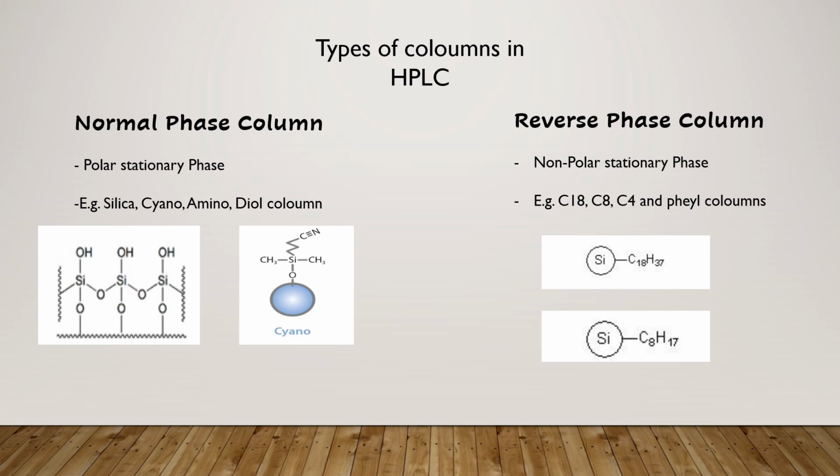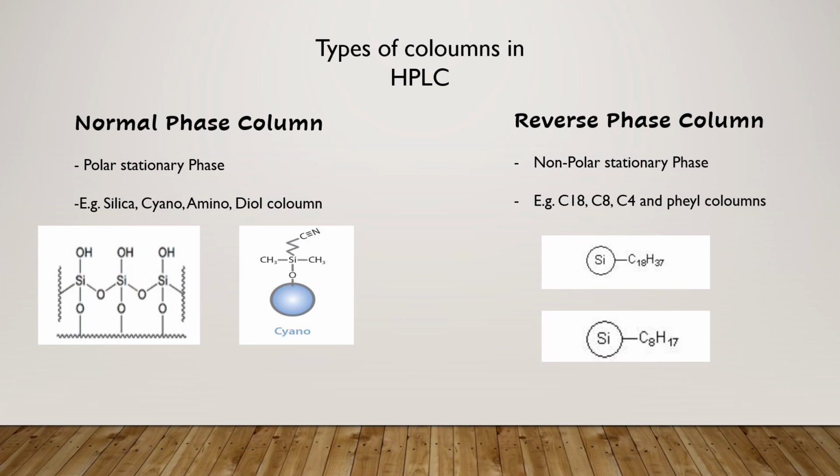Now in HPLC there are two types of columns. One is called normal phase column, another is called reverse phase column. Now normal phase column is nothing but a polar column. Now as you all know, the material that is used inside a stainless steel column is silica. Now originally silica is polar in nature.